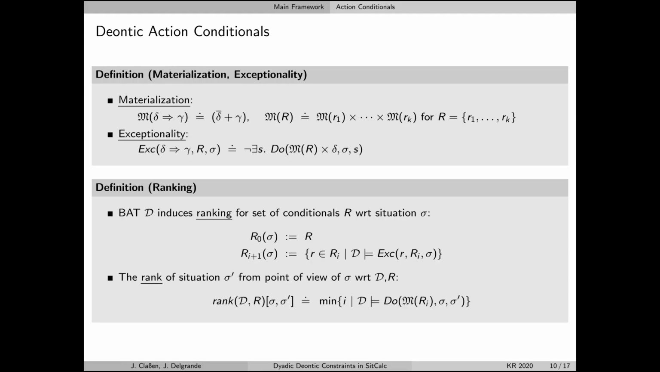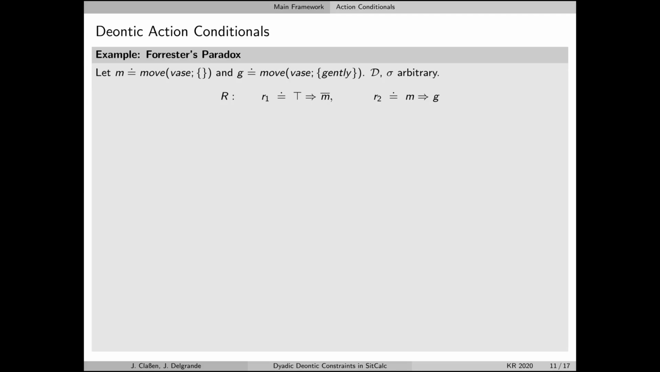A set of rules then induces a ranking where rank 0 consists of the overall set of rules, and every higher rank consists of the rules that are exceptional at the previous rank, and the rank of the situation sigma prime from the point of view of another situation sigma then is simply the minimal rank that lets us reach that situation. Let's look at the Forrester scenario as an example where the agent generally ought not move the base, but if it does, it should do so gently.